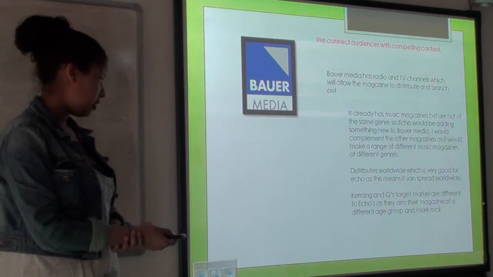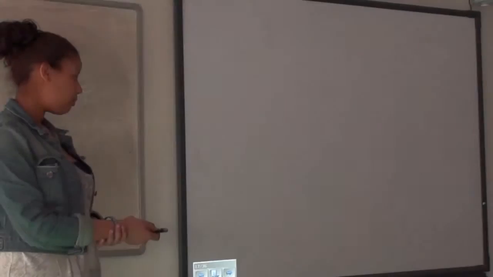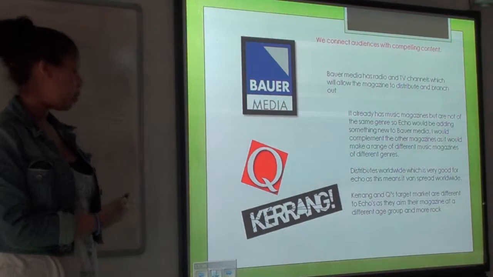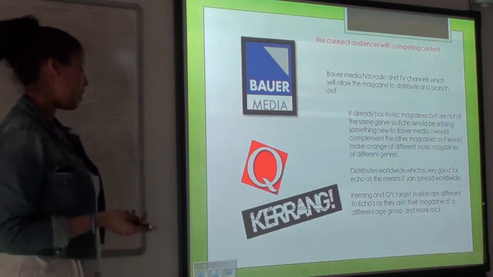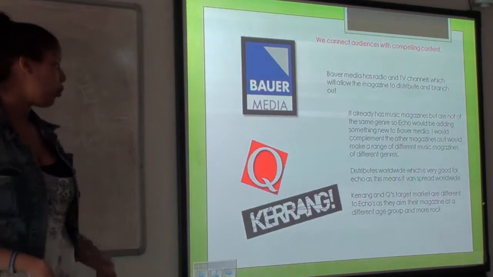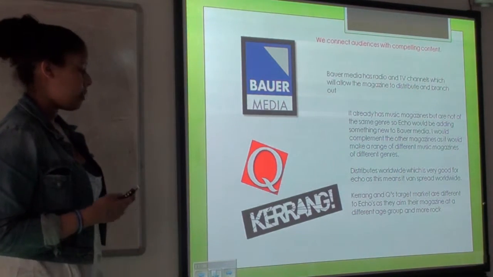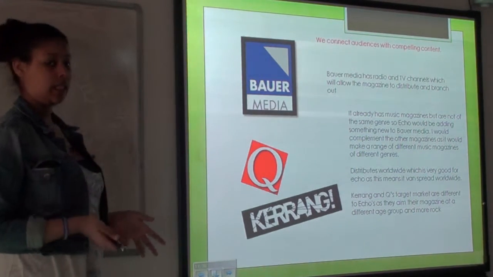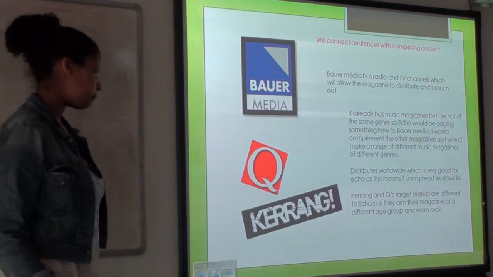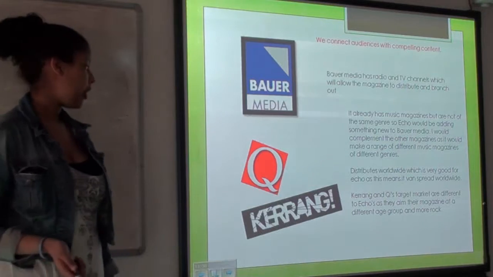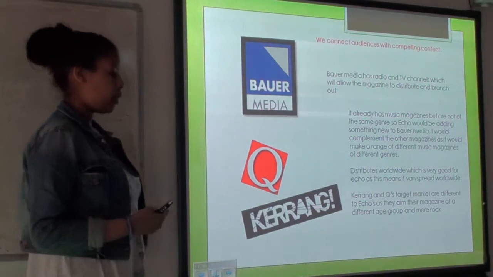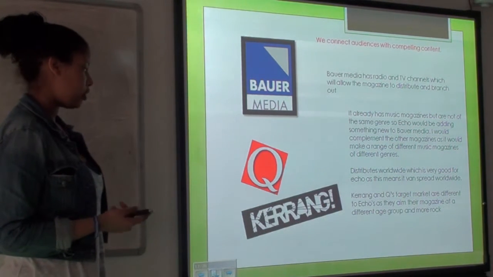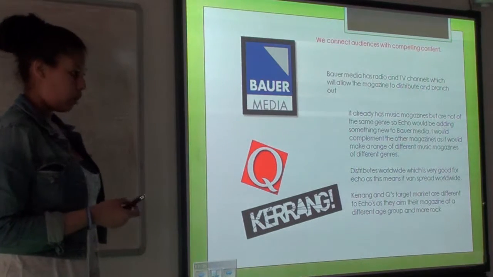Bauer Media already has magazines such as Q and Hanan, which, seen as they are music magazines, don't aim at the same target market or even age group that I would be at, so it wouldn't cause much of a problem. This would add to Bauer Media, as it would show that they have a range of different types of magazines and genres that they distribute. Bauer Media also distributes worldwide, which is really good for business, as it would show that Echo could spread around and spread. Hanan and Q's target markets are different to Echo's, so it wouldn't cause cannibalism again.